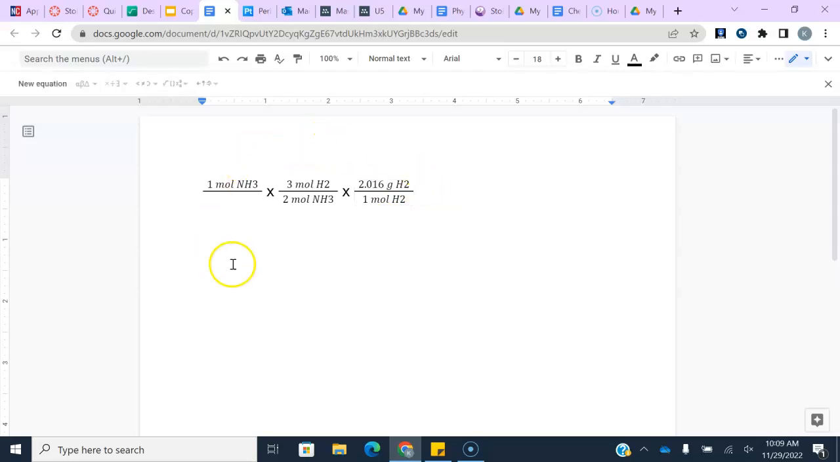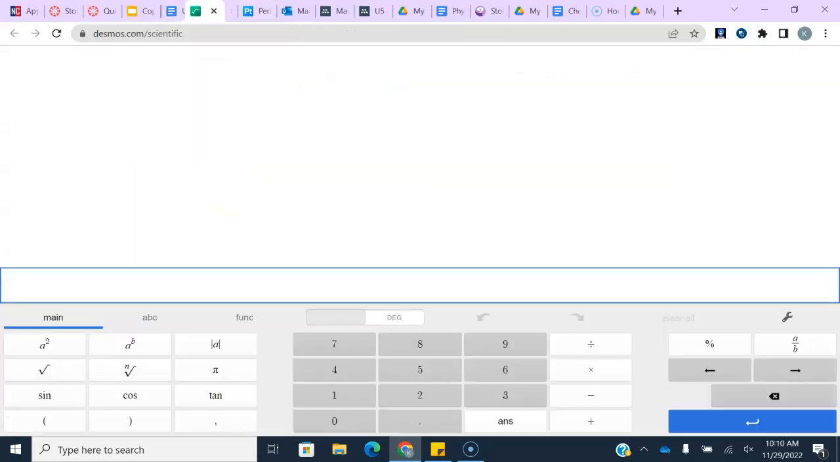Now we have our problem set up and we can solve. Again, this is the molar mass, and because it's H2, that means there's 2 atoms of hydrogen, which means we had to do 2 times the average atomic mass on the table. That's where that number came from. Okay, so to do this, we will multiply across the top. So we'll do 1 times 3 times 2.016 divided by 2 times 1. So it's just going to be divided by 2. So let's go ahead and plug it into our calculator.